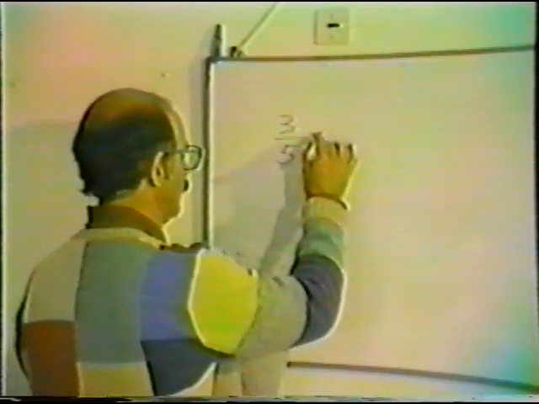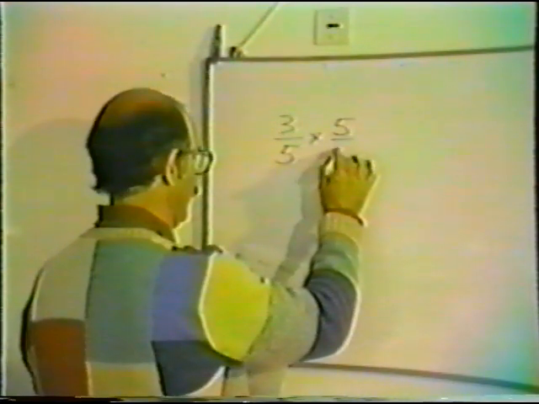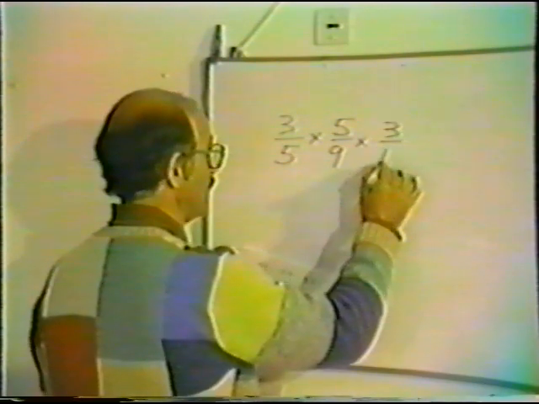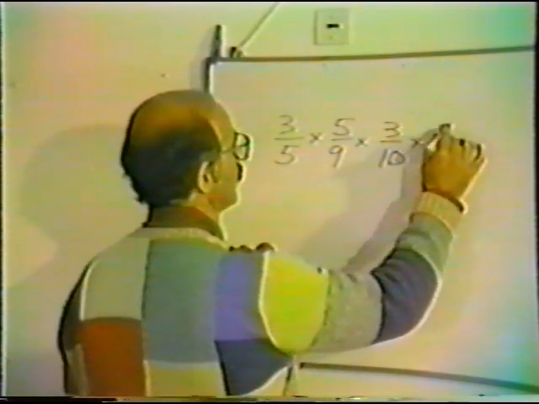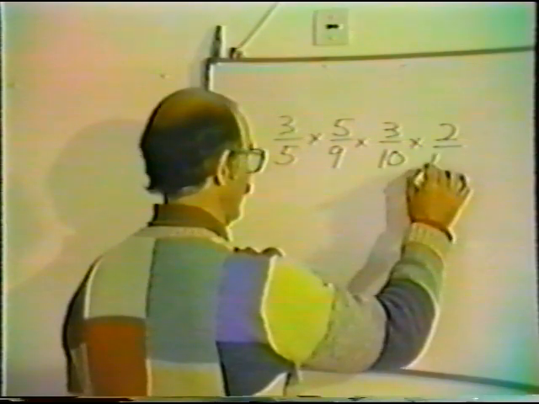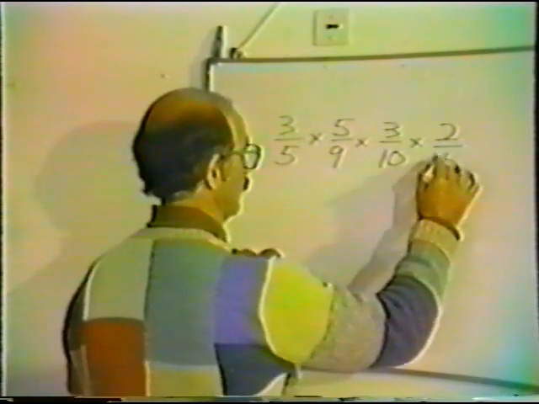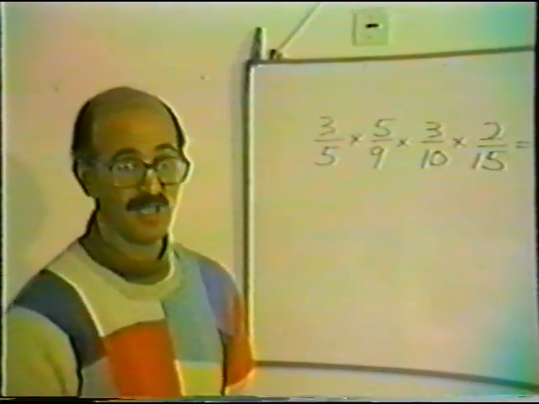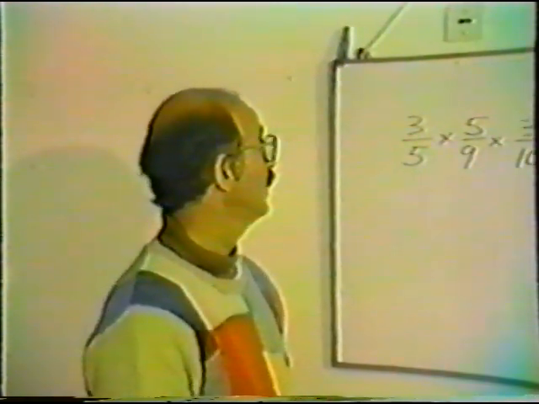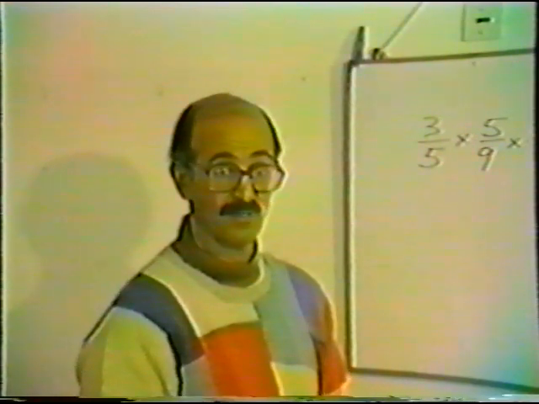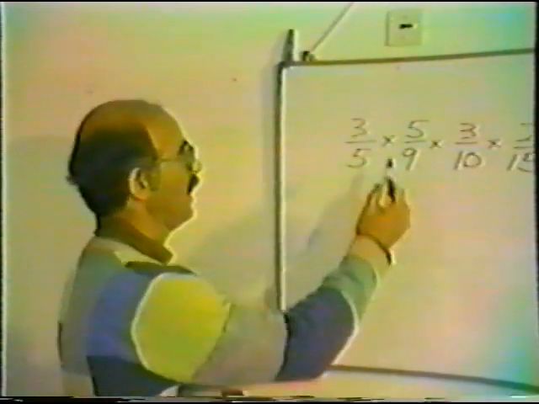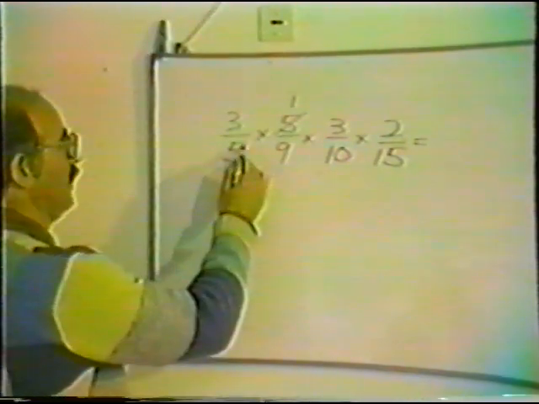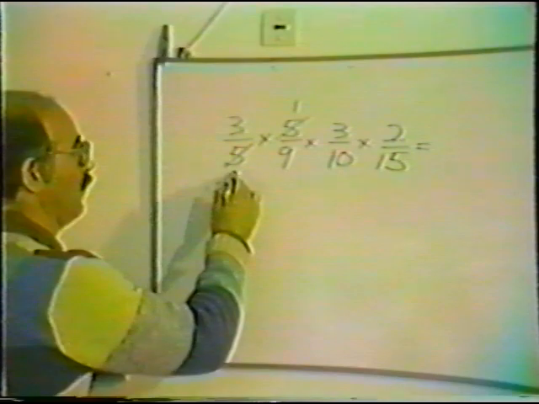3/5 times 5/9 times 3/10 times 2/15. Now we have 4 of them. Let's see how much we can cancel. Is there any place where we have the same number? Yes. The 5 and the 5. 5 into 5 is? 1. And 5 into 5 is 1.